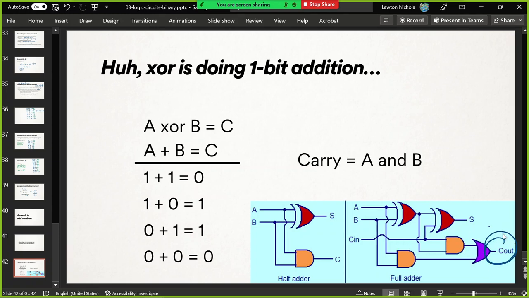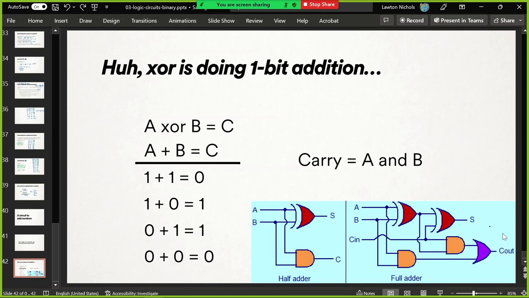So if you just chain a bunch of these things called full adders together, you can add an arbitrary number of bits in your numbers, and your computers have 64 of these chained together. Usually they're doing 64-bit addition.